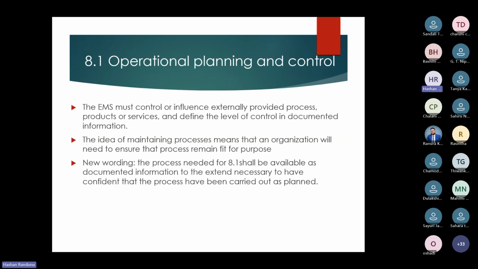So the environmental management system must control or influence externally provided processes, products, or services and define the level of control in documented information. And the idea of maintaining processes means that an organization will need to ensure that processes remain fit for purpose. The new wording is: the processes needed for 8.1 shall be available as documented information to the extent necessary to have confidence that the processes have been carried out as planned.